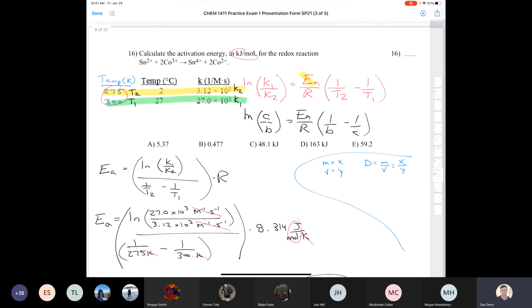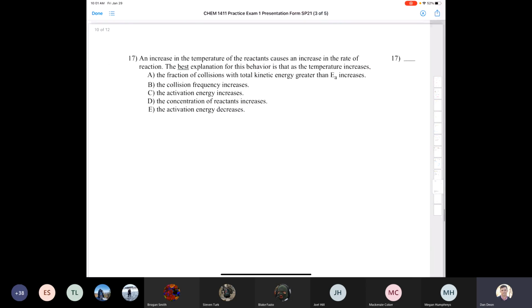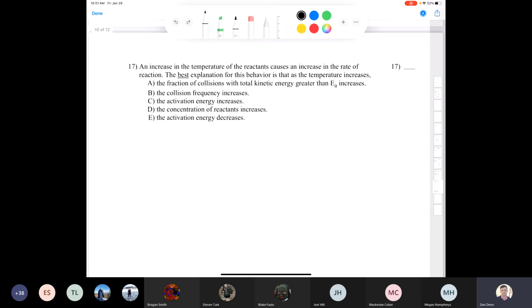Okay? All right. Well, let's move on and let's try question 17. Question 17, let's see. It says, this is a conceptual question. It says the increase in temperature of reactants causes an increase in the rate of reaction. We know that because if you crank up the temperature, you have a greater proportion of molecules with a greater kinetic energy, so they're able to surpass the activation energy. Anyhow, it says the best explanation for this behavior is that as temperature increases, what happens? Who could tell me which one of these would be the best answer? And it's not a trick question.